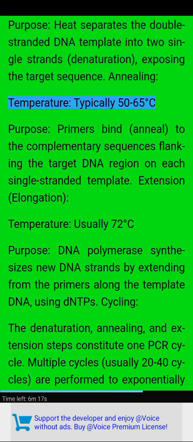Annealing. Temperature, typically 50-65 degrees Celsius. Purpose. Primers bind (anneal) to the complementary sequences flanking the target DNA region on each single-stranded template. Extension (elongation). Temperature, usually 72 degrees Celsius. Purpose. DNA polymerase synthesizes new DNA strands by extending from the primers along the template DNA using dNTPs.